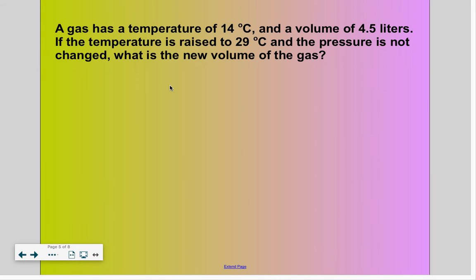All right, moving on. A gas has a temperature of 14 degrees Celsius. It's in Celsius again, so remember we got to add that 273.15 to both the 14, and I can see there's one for 29 as well. So gas has that temperature and a volume. If the temperature is raised and the pressure is not changed, see, that's what I mean, I'll try and write them like this, then what is the new volume of the gas? So we are dealing with the relationship between volume and temperature.